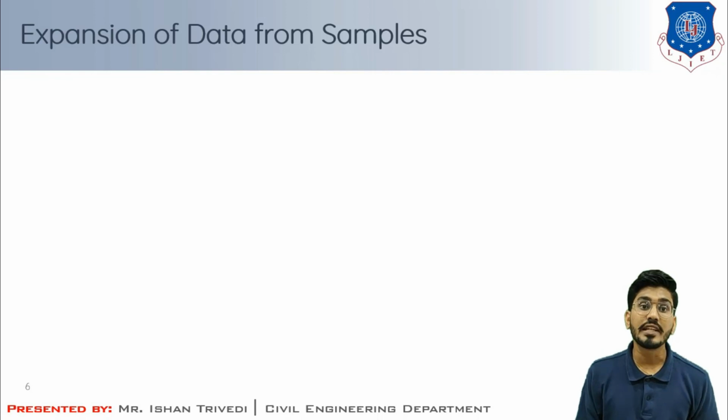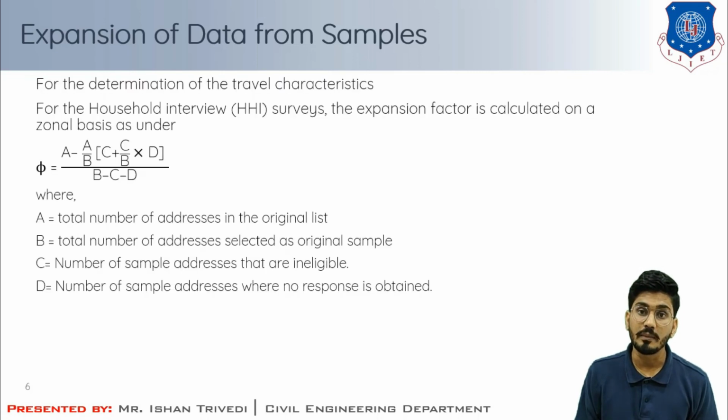So for the determination of the travel characteristics of the whole population from the data derived from the sampling, I have to use a certain expansion factor. And particularly for a household interview survey, the expansion factor is given on a zonal basis. You can see here the expansion factor phi is (A minus A upon B) into (C plus C by B) into (D upon B minus C minus D). Based on this value, I will do the forecast for the whole population.